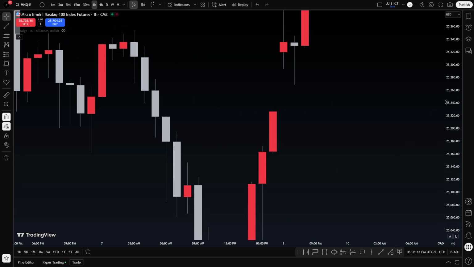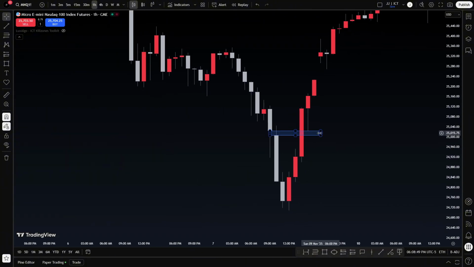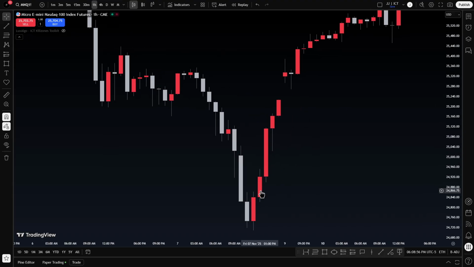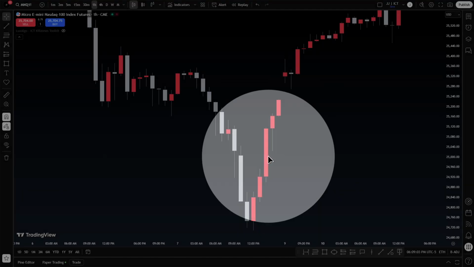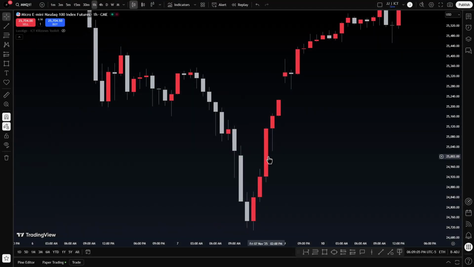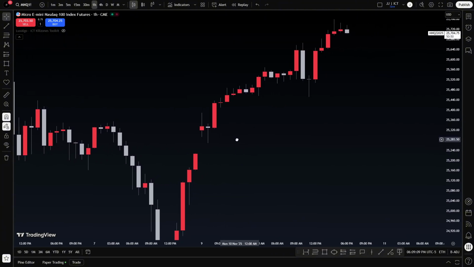Simple, right? Now, think of the suspension block as, you know how a fair value gap is created within 3 candles, right? Like this. See right here? 1, 2, 3. That candle right there is a fair value gap. So, it's kind of cool how this PD array works too. It forms within 3 candles.